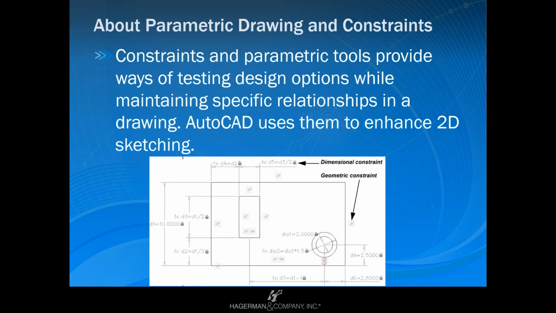As far as what are they? Constraints are parametric tools, and it provides a way of testing some of your design options while maintaining specific relationships. And relationships there is a very good word. I say that because typically AutoCAD, when we think of AutoCAD out of the box, there's not much intelligence going on, like our Inventor product or our AutoCAD Electrical product or AutoCAD Architecture. All of those software have specific tools that automate processes that we have to do. AutoCAD wasn't really built for that out of the box.